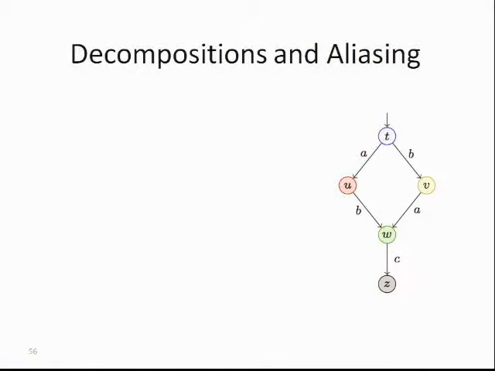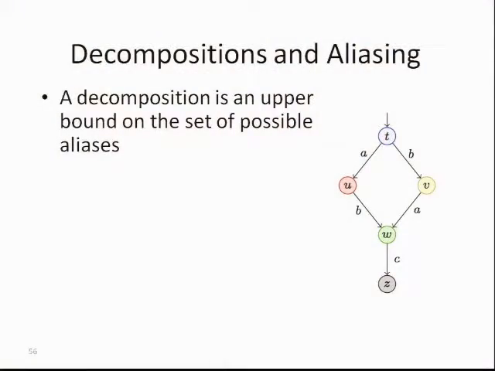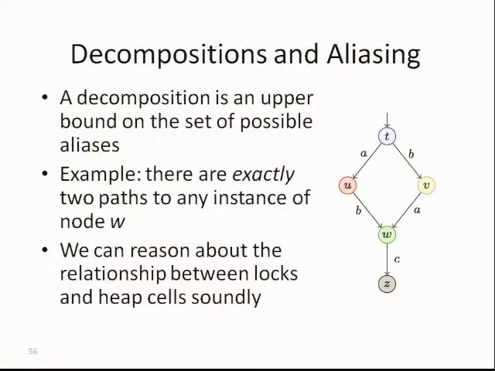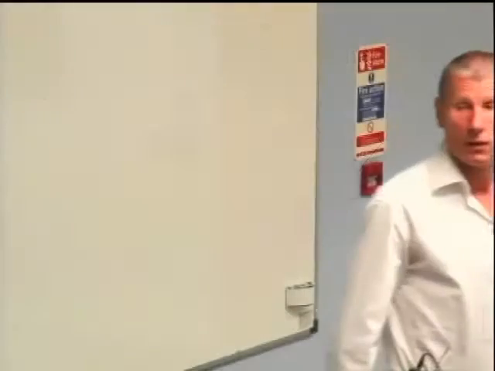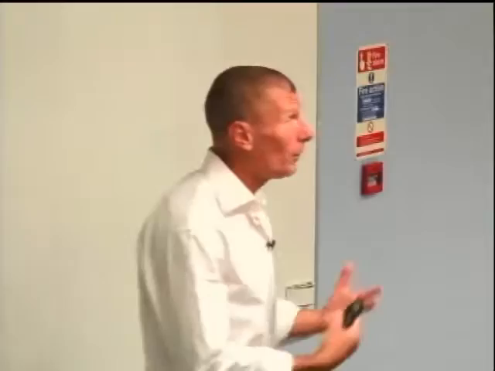And once again, the reason that this works has to do with aliasing, that I am restricting the aliasing, and since I have a decomposition, it's an upper bound on the aliasing, I know that I can reason about the relationship between the locks and the heap soundly. I encourage you to read more in the paper, where Peter shows how you handle sequences of operations, how you handle iterators. But it all has to do with the fact that the heap is limited according to this decomposition.